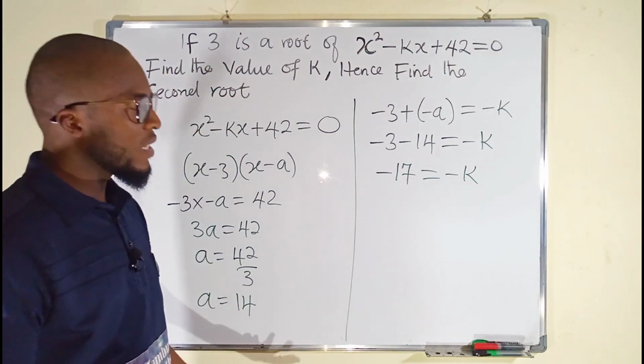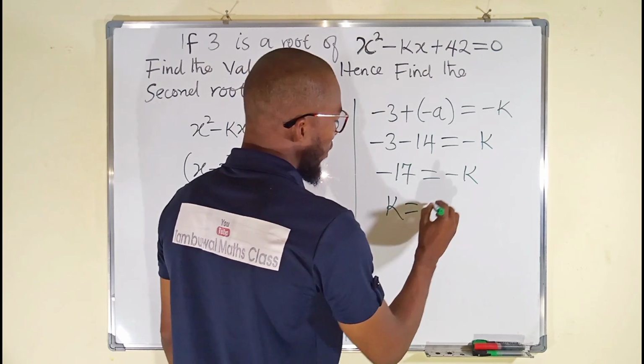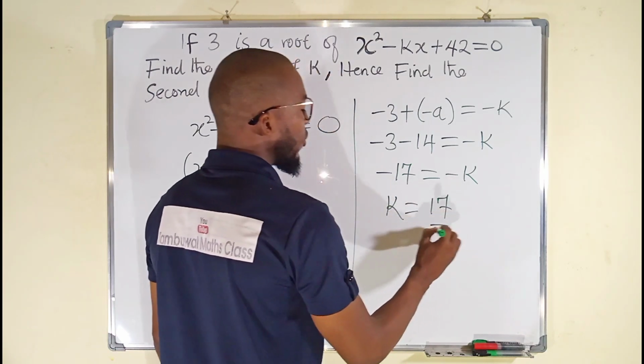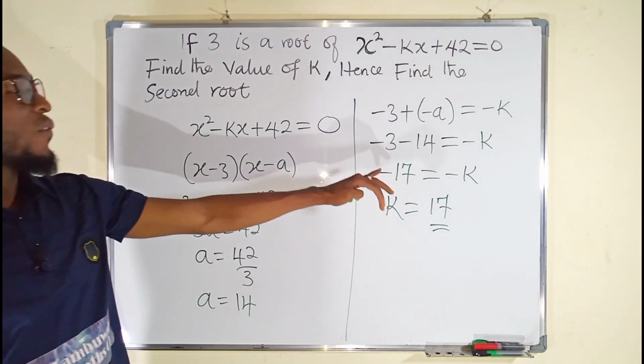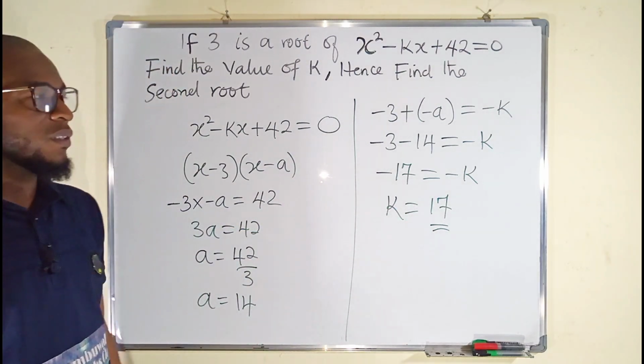Multiply both sides by negative 1. We have k equals 17. And we are done. The value of k is 17, and the other root is 14.